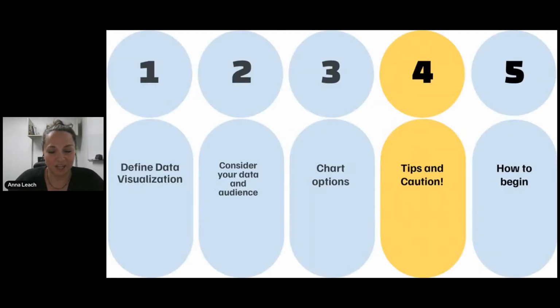Okay, so we've talked about the definition of data visualization, your audience that you want to consider, some different chart options. But I would also like to give you some tips and some caution around the data creation and visualization that you're going to provide.